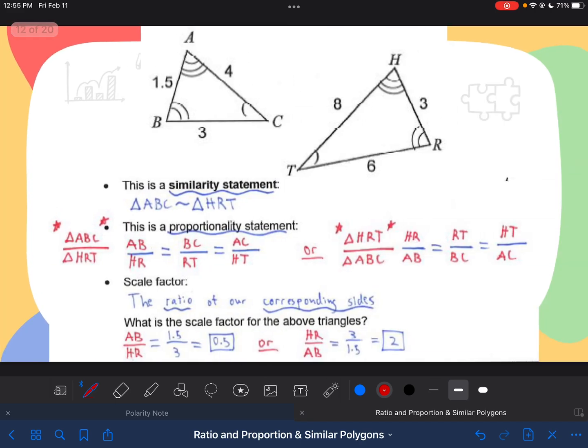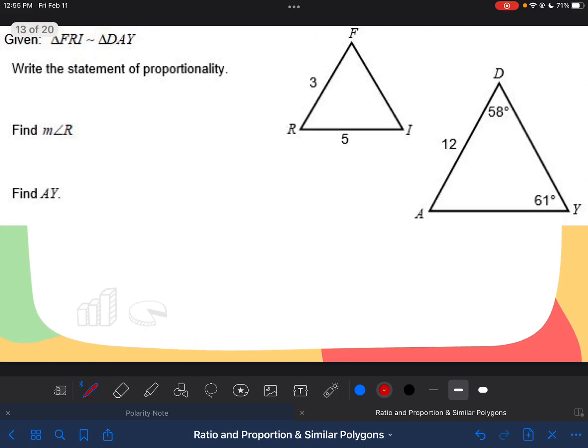So here's the answer to this statement, if you guys want to have a more visualizable answer. Okay. Now let's move on to the next part. The next part gives you two triangles, and it wants you to figure out the following. Write the statement of proportionality, find the measurement of angle R, and find AY. Okay? So it's the same exact thing we just did with the other ones.